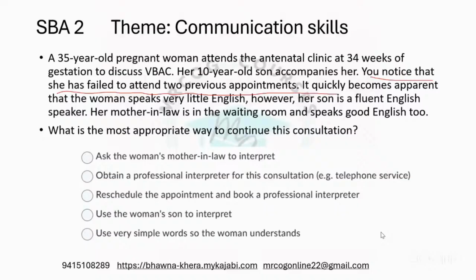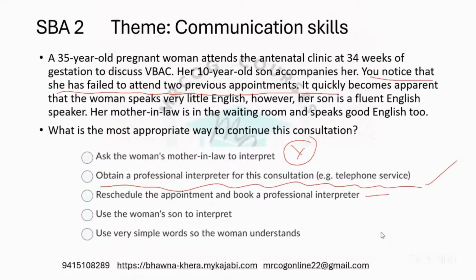So this is one detail which has changed the answer from C to B, because she has already missed the previous appointments, so she may not come back and attend the appointment this time too. So therefore, we cannot wait. If we don't want to wait, we can immediately have the interpreter telephonic service. So your A is not correct because we are not looking for the relative to go ahead. Yes, this is a good option. B is a good option.